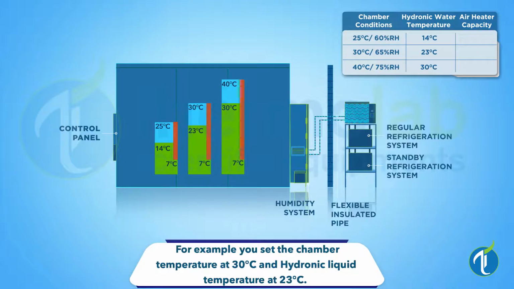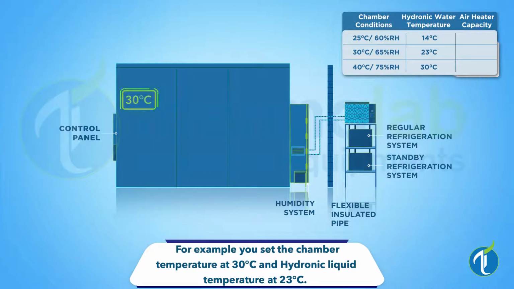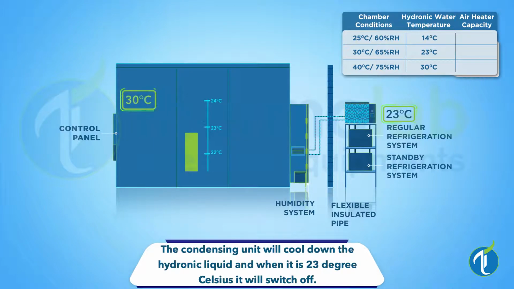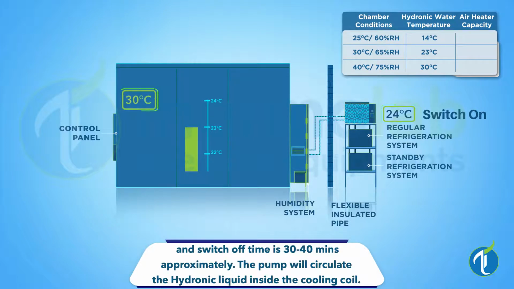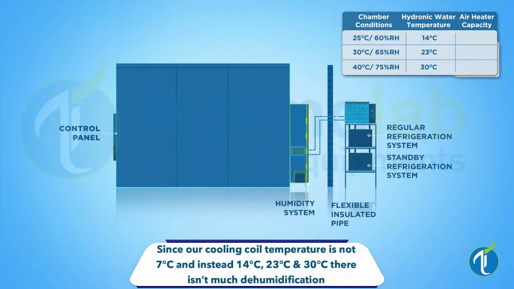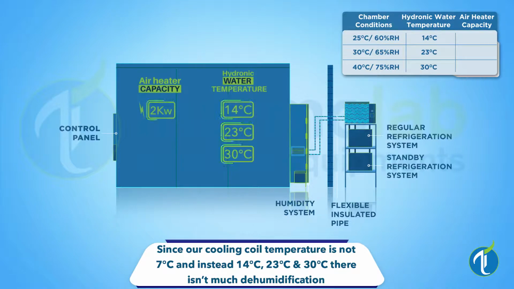For example, you set the chamber temperature at 30 degrees Celsius and the water temperature at 23 degrees Celsius. The compressor will cool down the water, and when it reaches 23 degrees Celsius, it will switch off. If the water temperature rises to 24 degrees Celsius or higher, it will switch on again. The switch on time will be 10 to 15 minutes and switch off time is 30 to 40 minutes approximately. The pump will circulate water inside the cooling coil. As the temperature difference is not much, the heater required will be 2 kilowatt, 1 kilowatt, and 1 kilowatt.